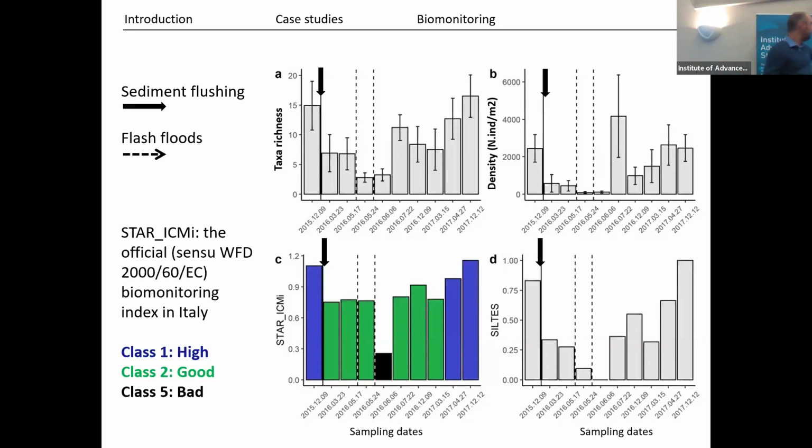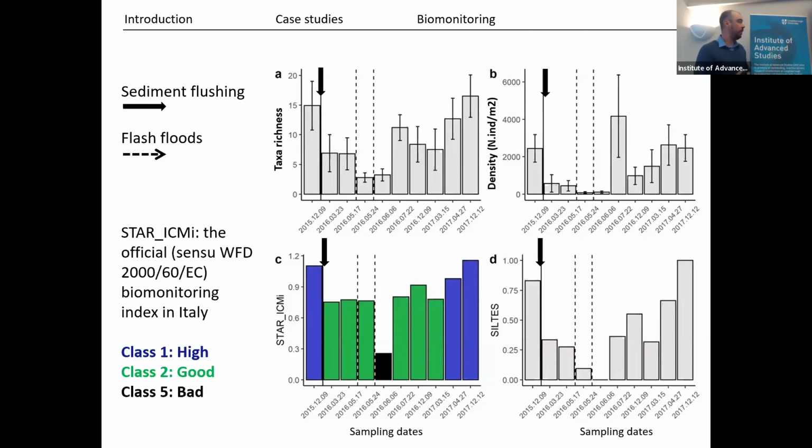In figure C, you can see the performance of the STAR ICM index. This is the official biomonitoring index in Italy based on macroinvertebrates according to the European Water Framework Directive. But this is a generic index. It was not developed specifically for assessing siltation. As you can see, we found a change in the water quality class, but this mainly consisted in the shift from the high class to the good water quality class on the majority of the sampling dates.